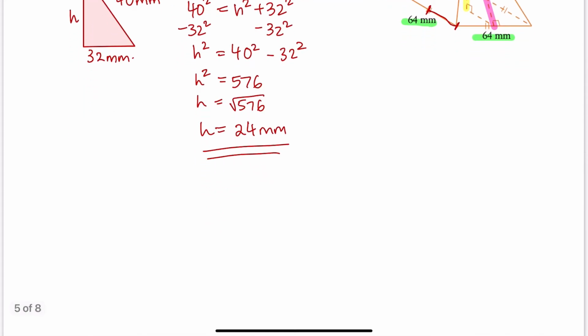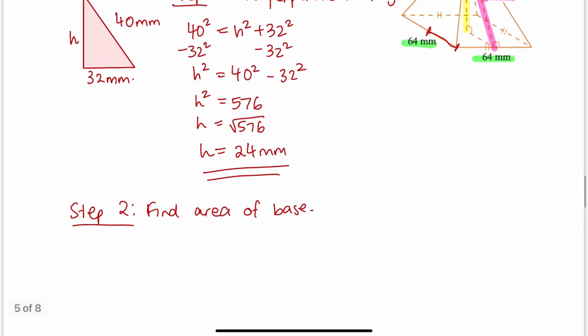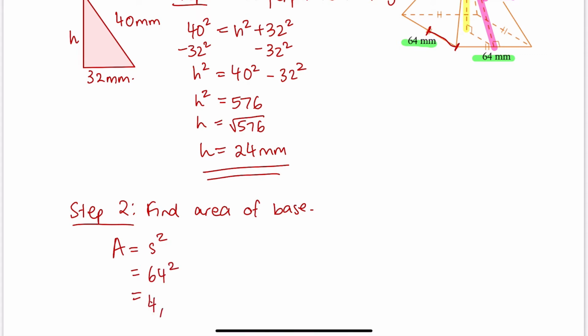Step 2 is to find the area of base. So the base is a square, and the area of a square is the sides squared. So it is 64 squared, which is 4,096 millimeters squared, because we're dealing with area. Then our last step I'm going to put over here.